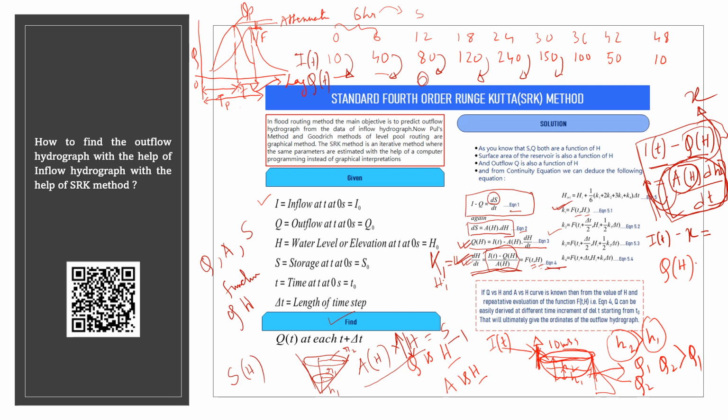Similarly, k subscript 3 is nothing but that same function, but the time t is now ti plus del t by 2, and water elevation h is now Hi plus half k2, k subscript 2 multiplied by del t. What is k subscript 2? It is nothing but this one, equation 5.2.